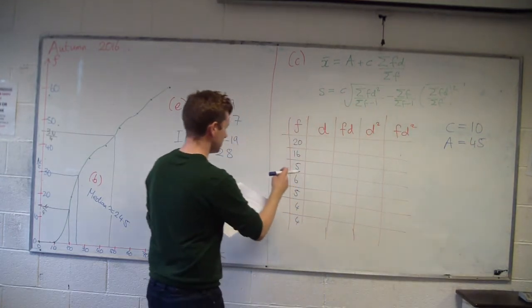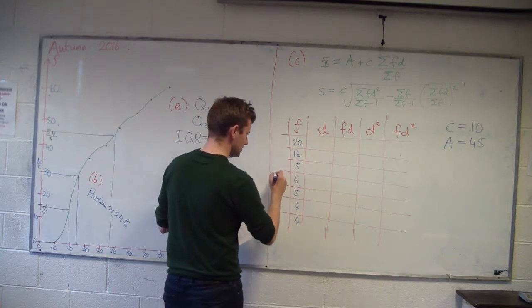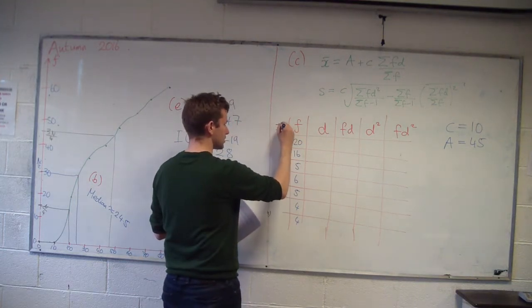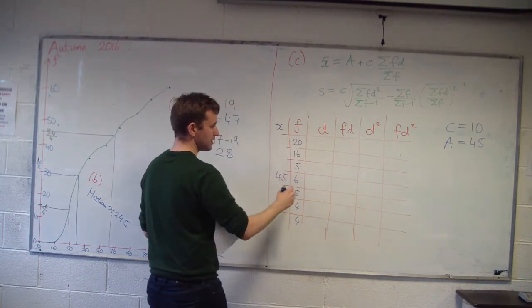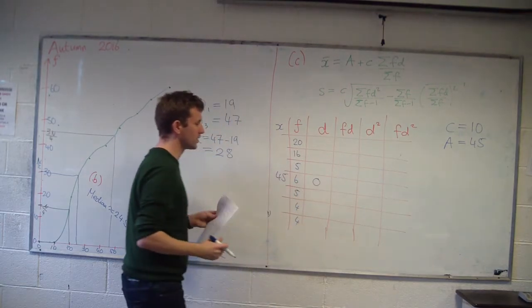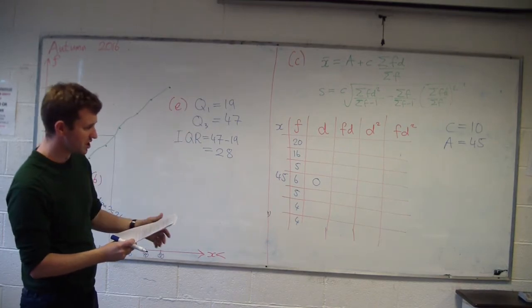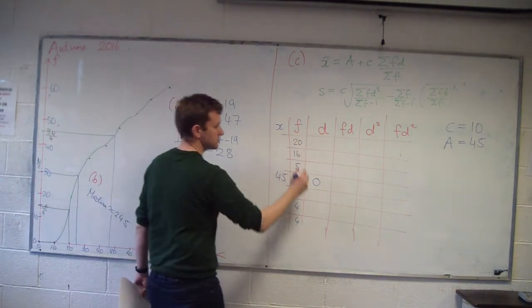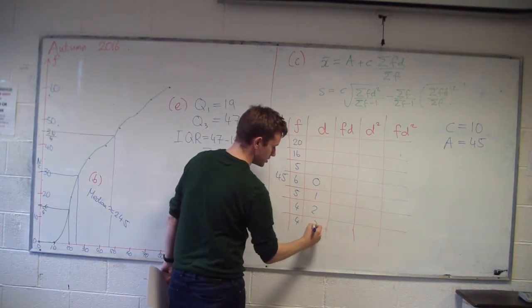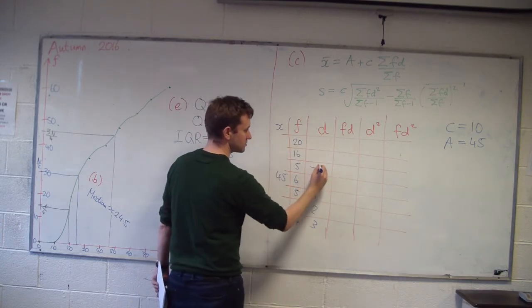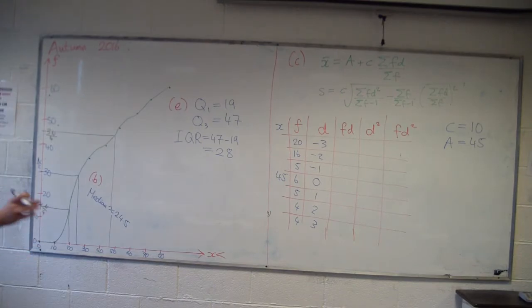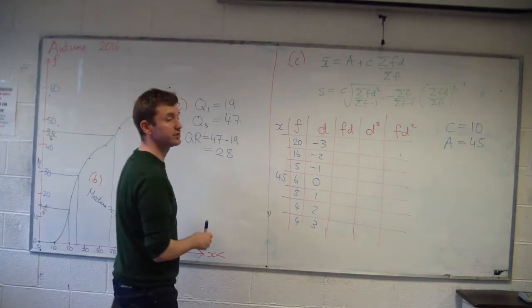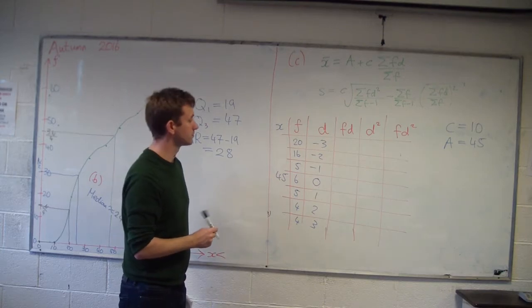So that's the one with 6. Your assumed mean is basically in here, and that's 0 away. As the numbers get bigger, the d gets bigger: 1, 2, 3. As you go backwards, the d gets smaller: -1, -2, -3. And once you've got that done, you're away with it. Then f by d.